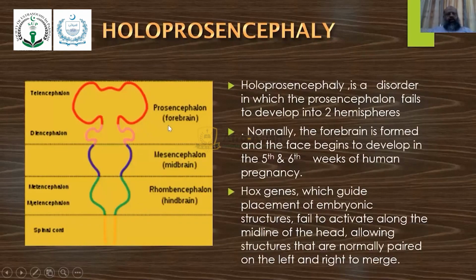This is the prosencephalon, which is the forebrain, midbrain, and hindbrain. So holoprosencephaly is a disorder in which the prosencephalon, the forebrain, fails to develop into two hemispheres. Normally, the forebrain is formed and the face begins to develop in the 5th to 6th weeks of human pregnancy.